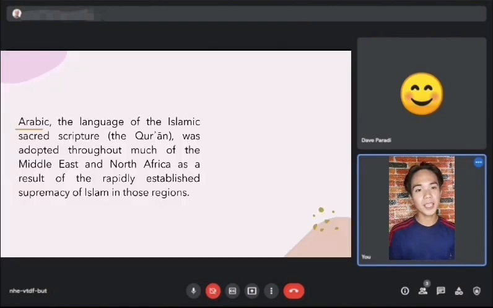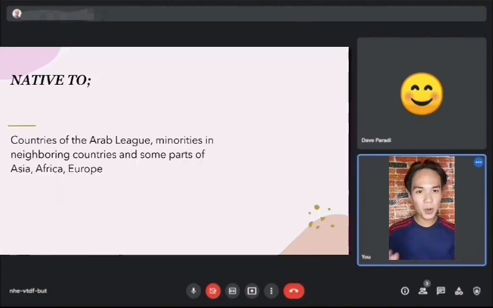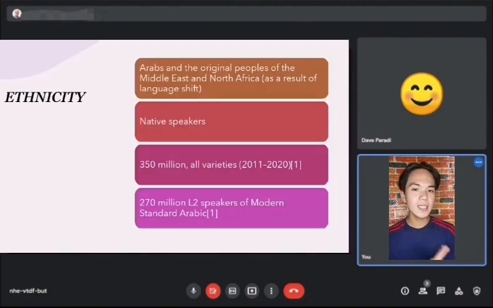Arabic, the language of the Islamic sacred scripture, the Quran, was adopted throughout much of the Middle East and North Africa as a result of the rapidly established supremacy of Islam in those regions. These are things that we should know about the Arabic or the Arabs. Native to countries of the Arab League, with minorities in neighboring countries and some parts of Asia, Africa, and Europe. And then ethnicity.